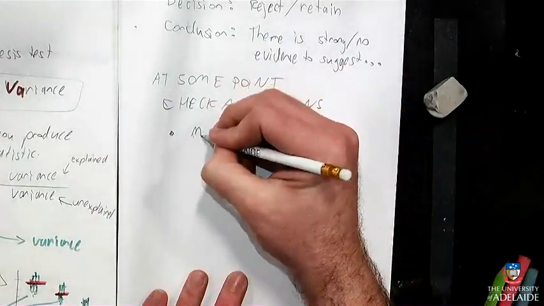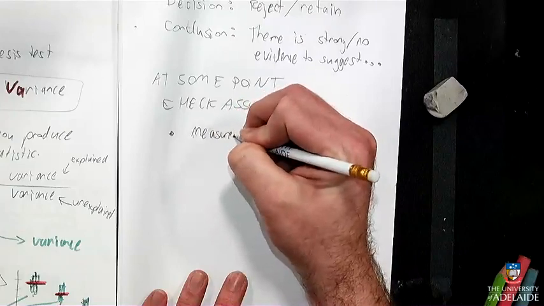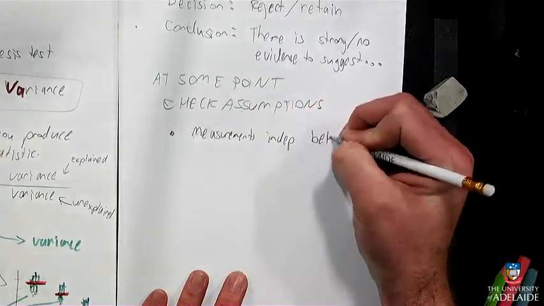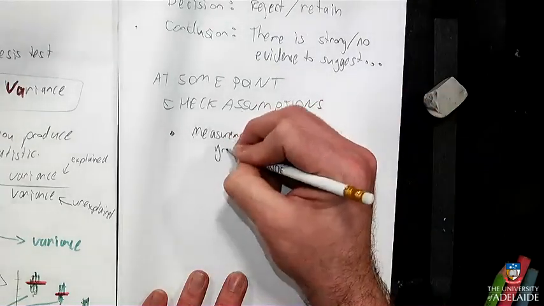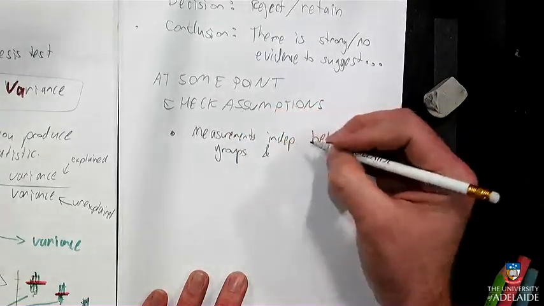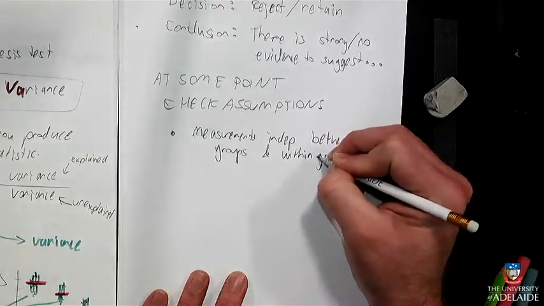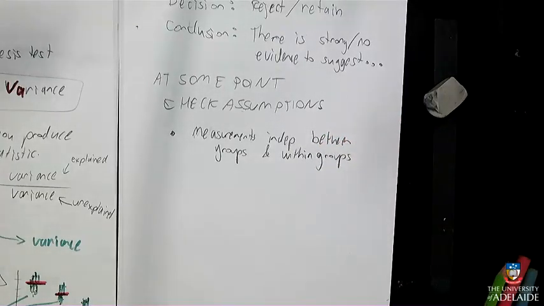So the measurements are independent between groups and within groups. And you cannot check this with the numbers. All you can do is get it from the story.